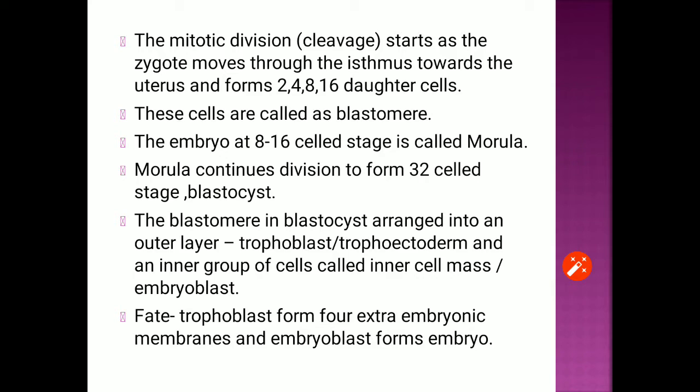The blastomeres in the blastocyst are arranged into an outer layer called trophoblast or trophectoderm, and an inner group of cells called the inner cell mass or embryoblast. The fate of the trophoblast is to form the extra embryonic membranes, and the embryoblast will form the embryo.